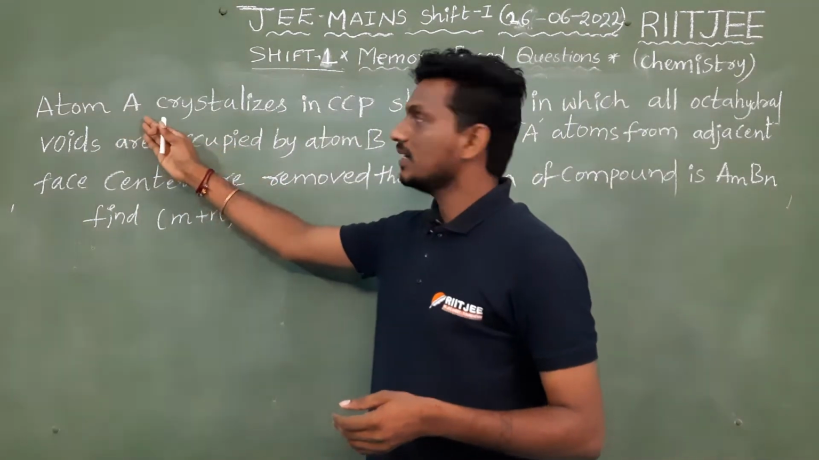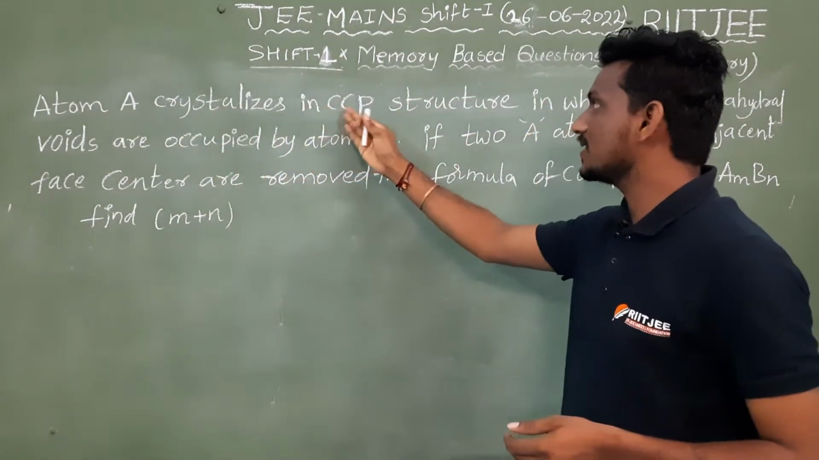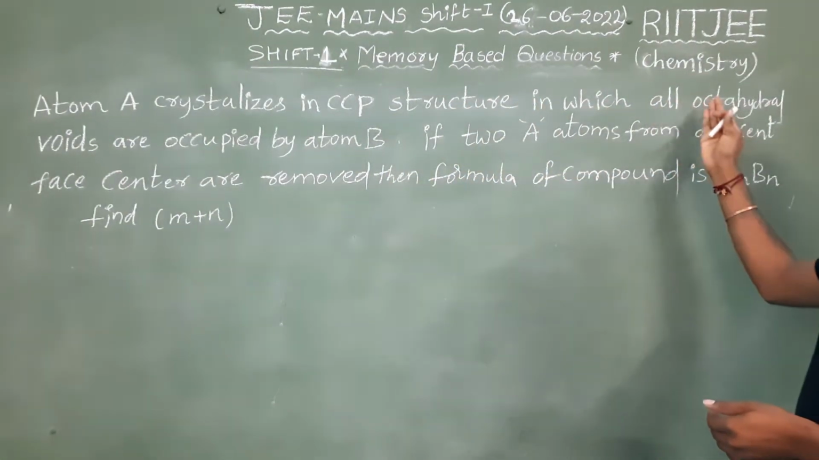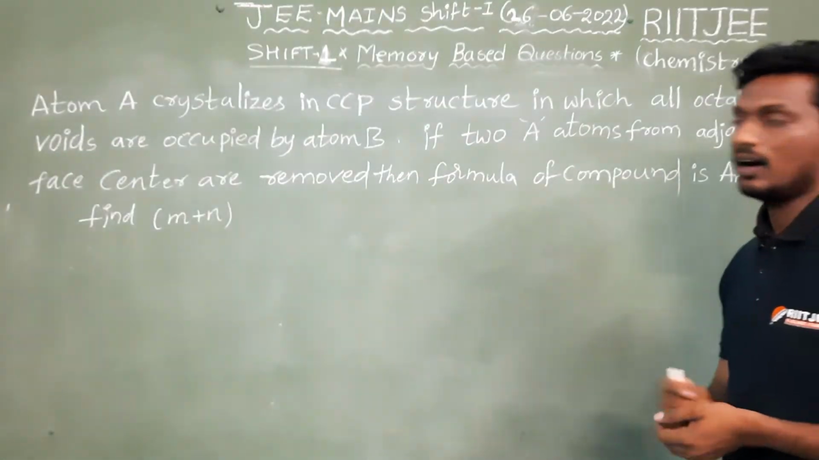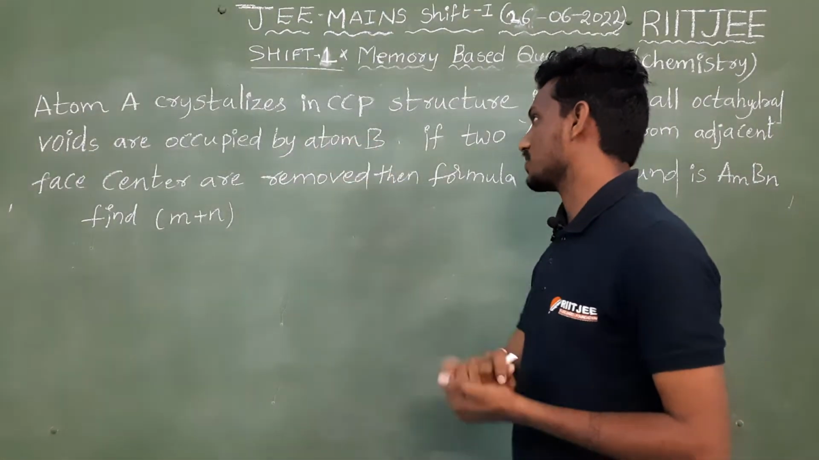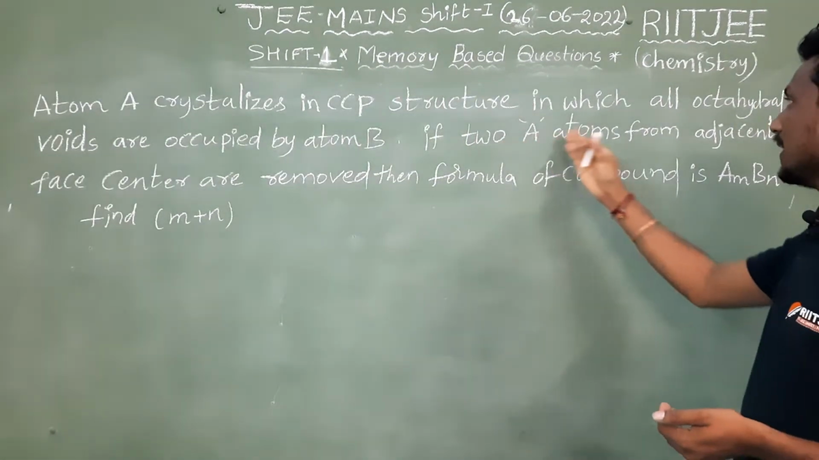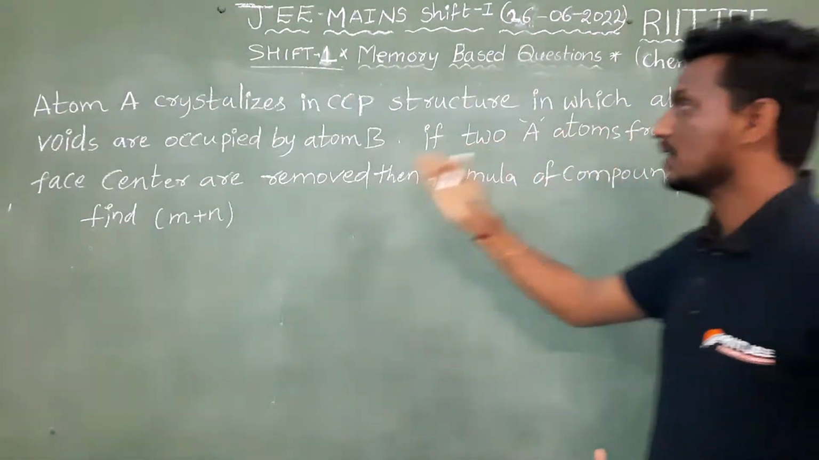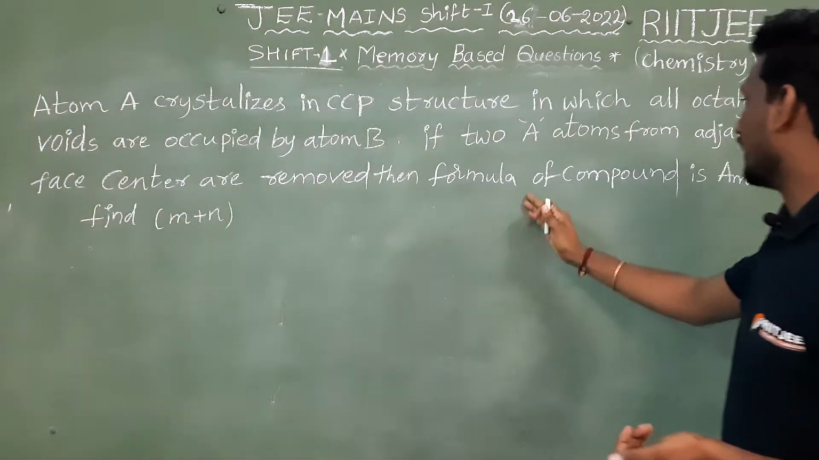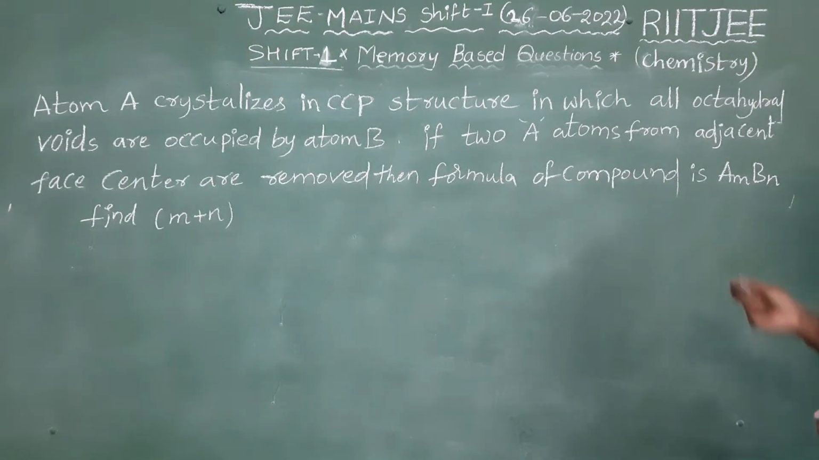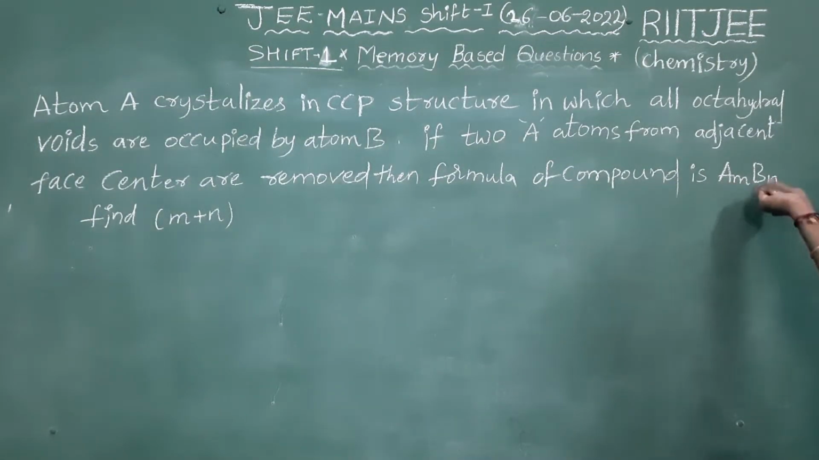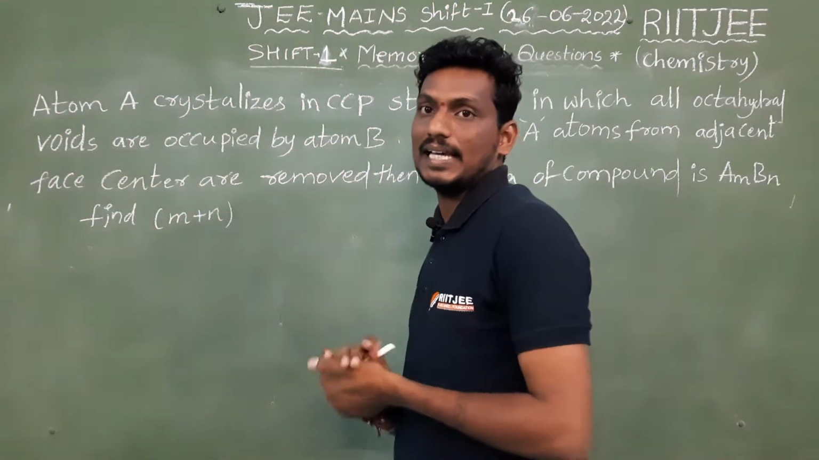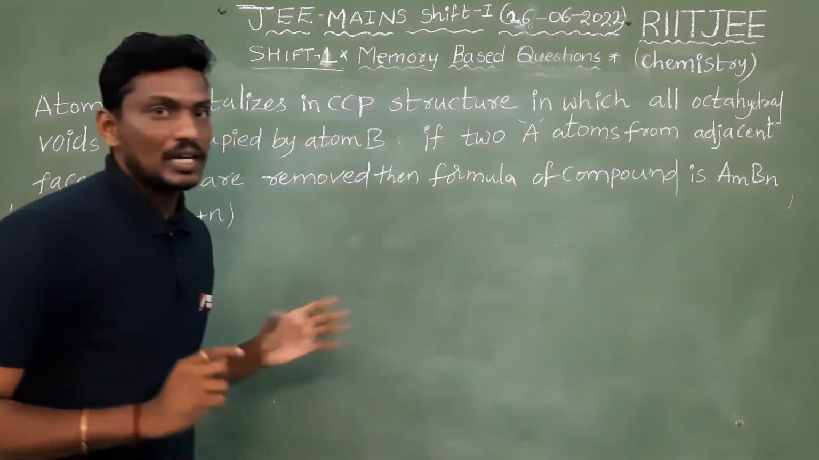Atom A crystallizes in CCP structure in which all octahedral voids are occupied by B atoms. If two A atoms are removed from adjacent face centers, then find the formula of the compound. He has given the formula of the compound as AM and BN. He is asking to find the value of M plus N. Let us see the solution of this question.